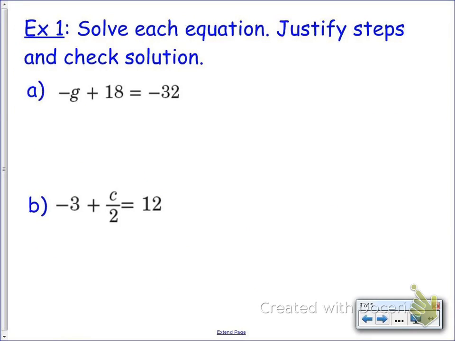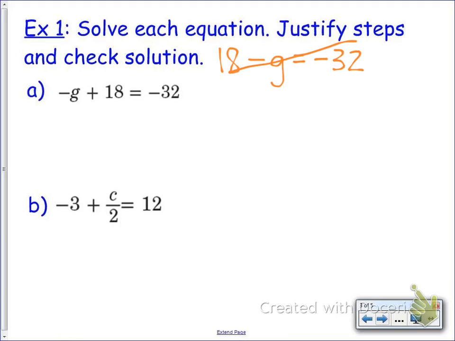Okay, so let's look at this first example. We have an equation where negative g plus 18 is negative 32. Well, some of you would know that this means the same thing as 18 minus g equals negative 32. But if it was written this way, then the g is coming later, and it's hard to decide what's happening because most people would say, g is being subtracted from 18, and then they'd want to add 18 because they said the word subtract. Well, that would be counterintuitive. You wouldn't be able to solve this.